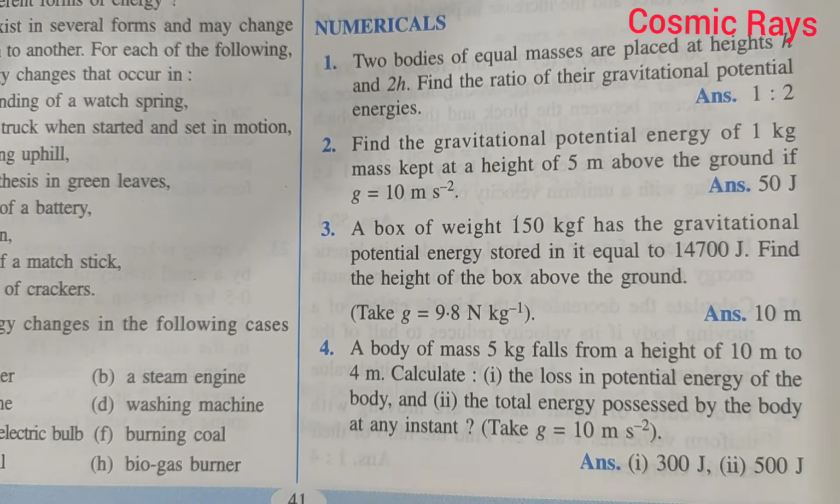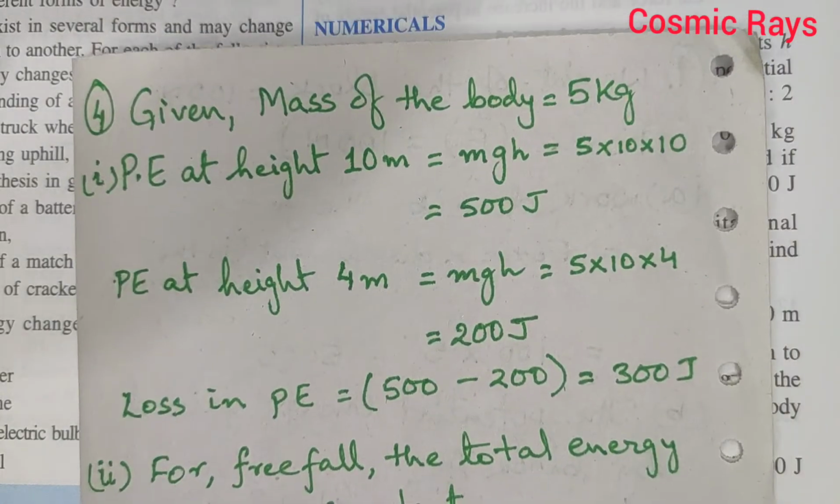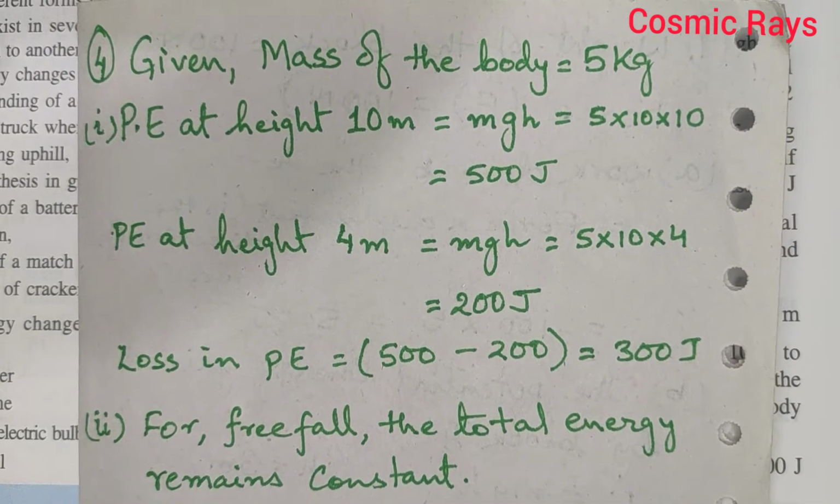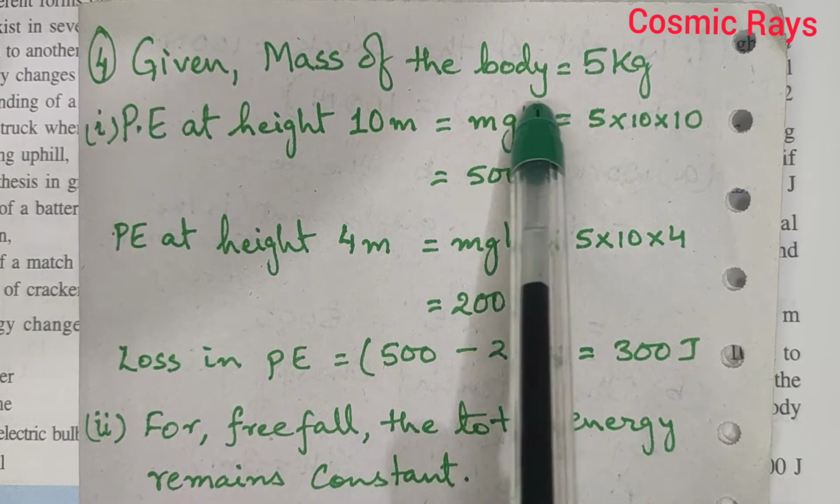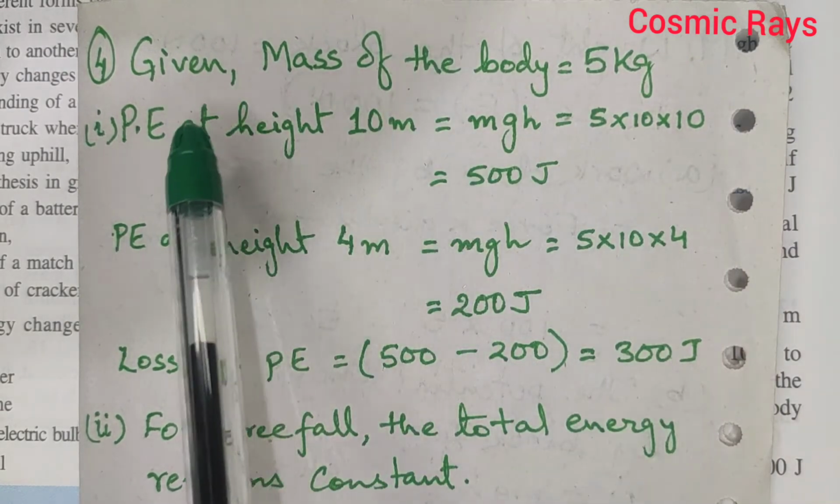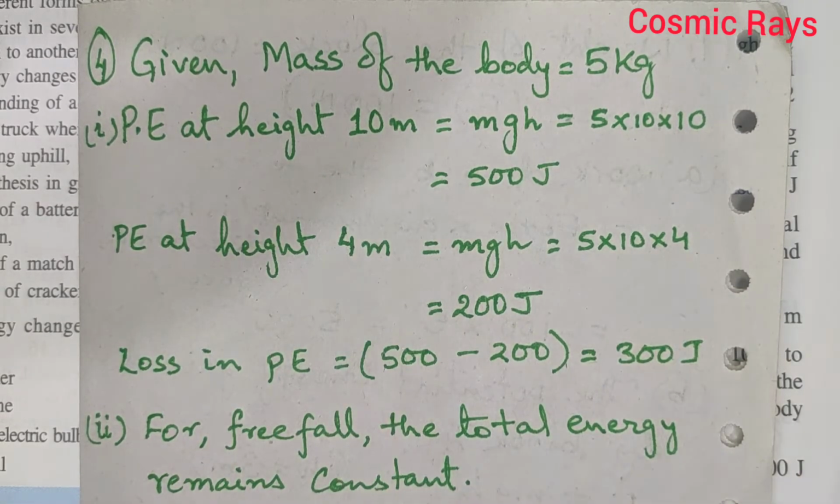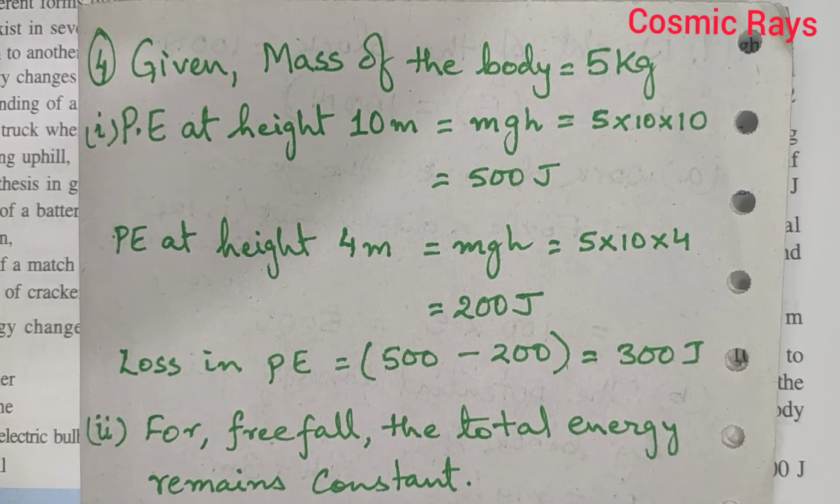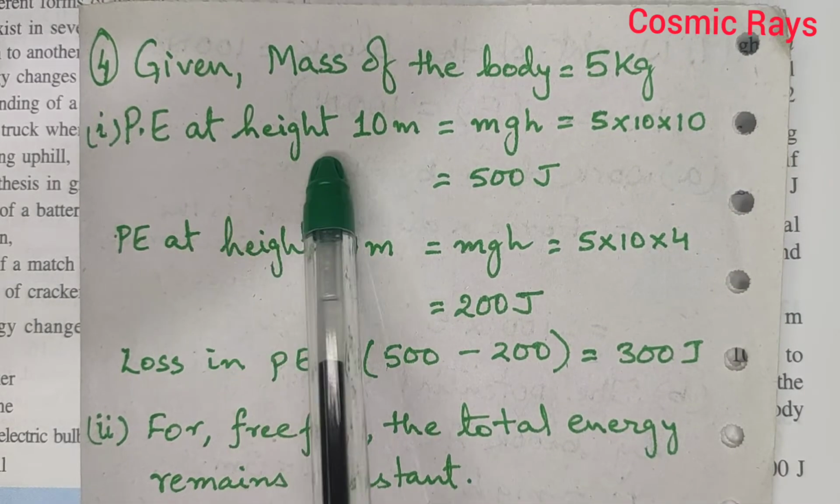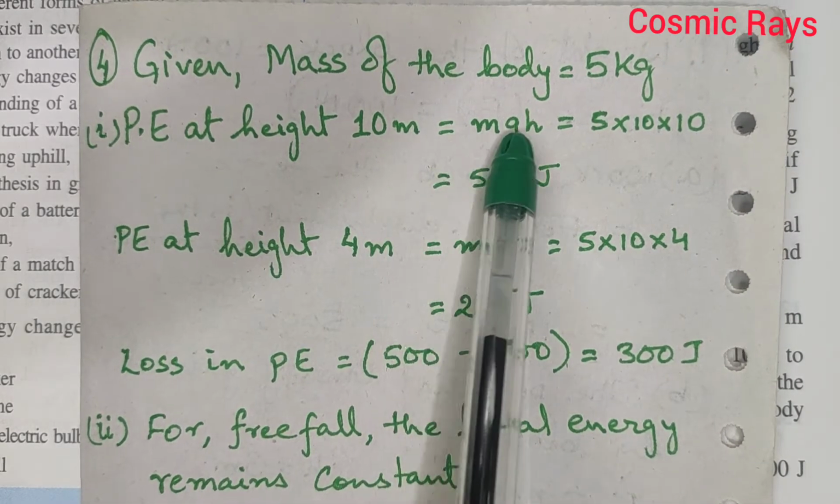Now here we have written the given things. It is given that the mass of the body is 5 kg. Now we have to calculate the loss in potential energy. So we will calculate the potential energy at individual heights, that is at 10 meters and at 4 meters, and then we'll subtract it. So potential energy at height 10 meter is equal to mgh.